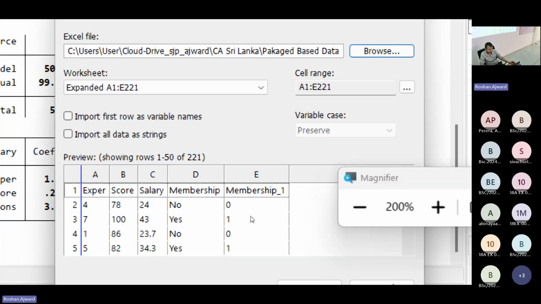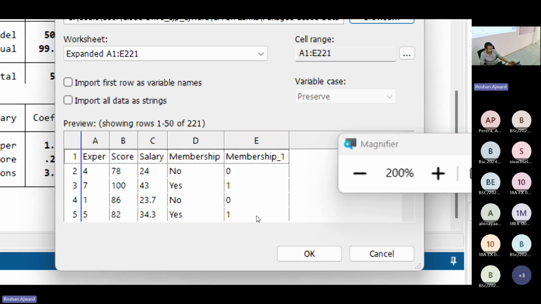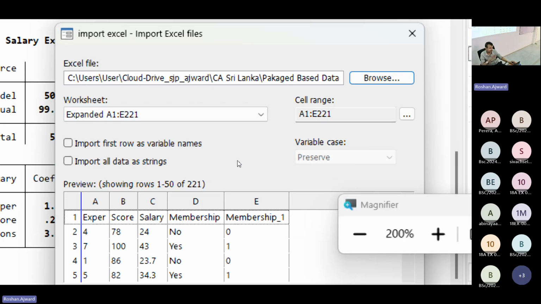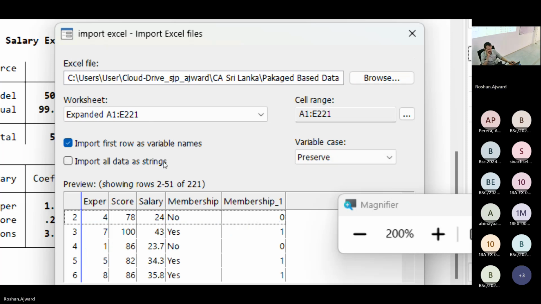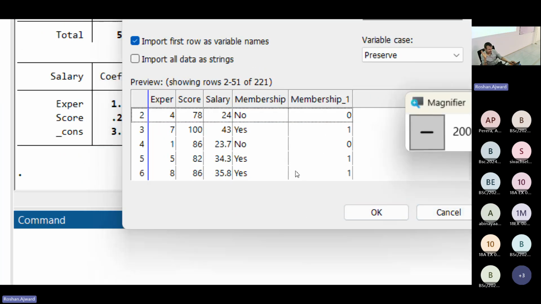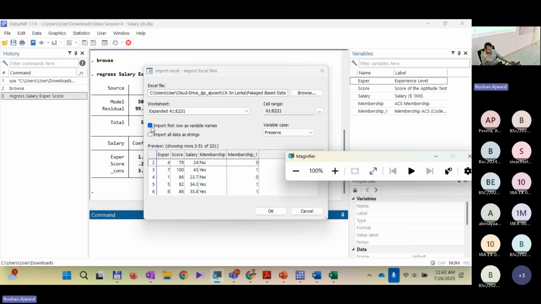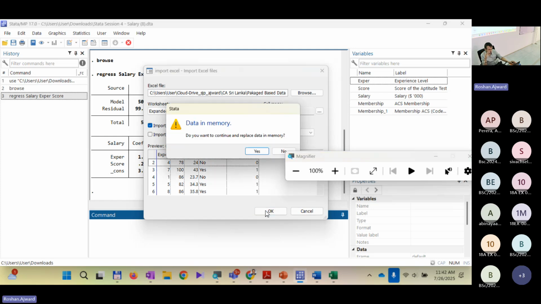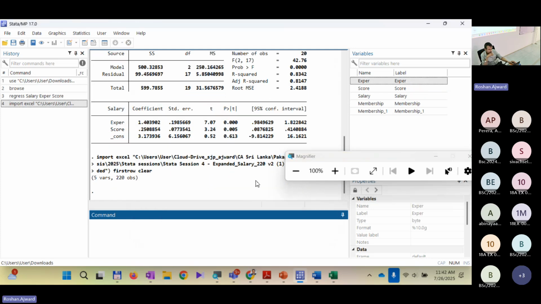So shall I press OK? Then only the variable names become variable names. If not, the first row will also be taken as an object, which I told you long back. So make sure you put this tick there, and make sure you select the file. Then press OK, and the data comes in.